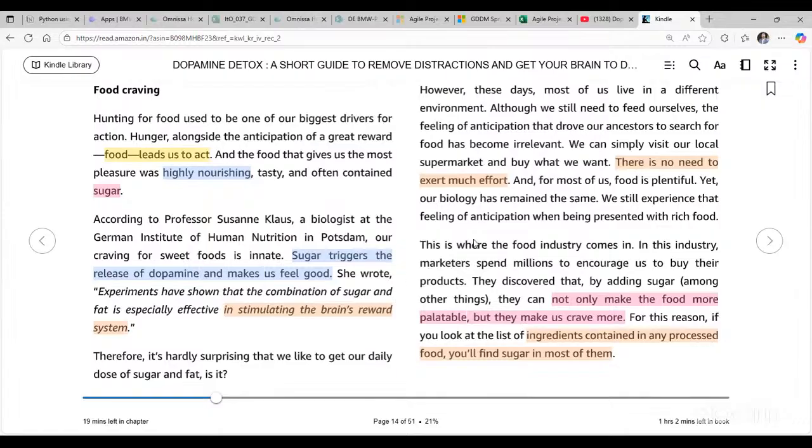What else did we discuss? As the author says, they can not only make the food more palatable, but they make us crave more. The industry, basically. For this reason, if you look at the list of ingredients contained in any processed food, you will find sugar in most of them. So adding sugar is a trap. That's what the author is saying.